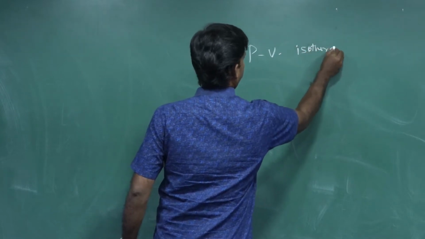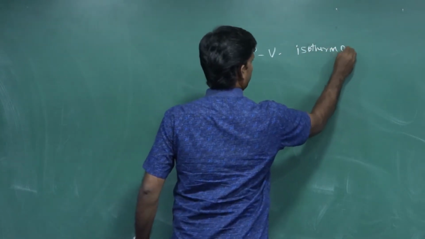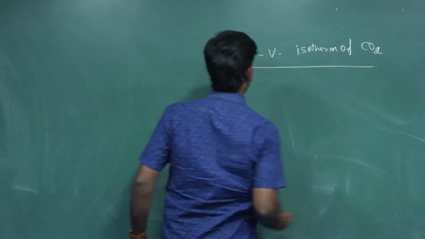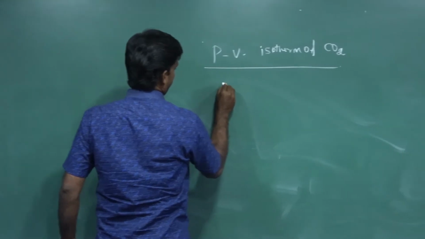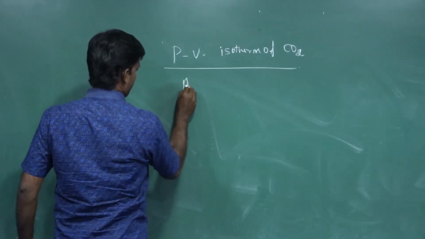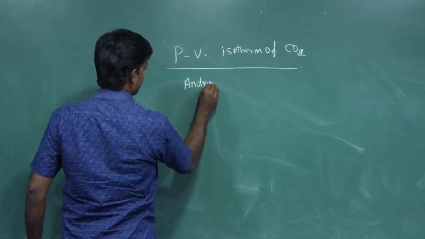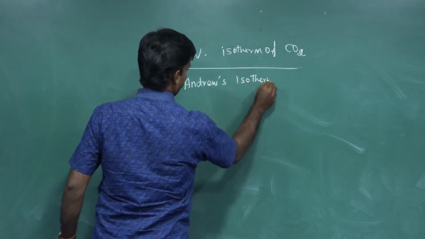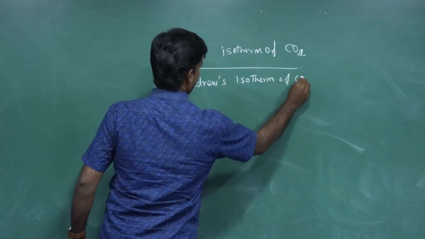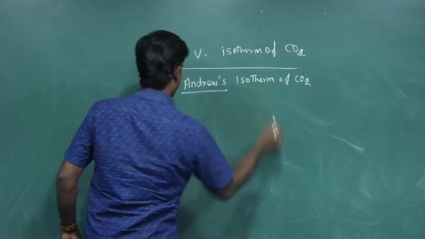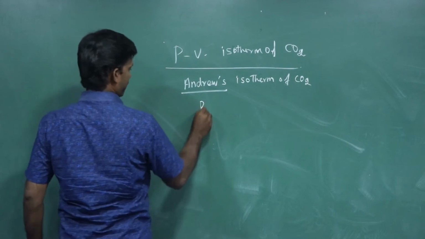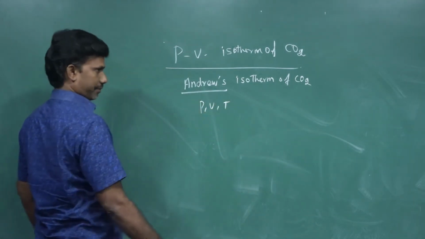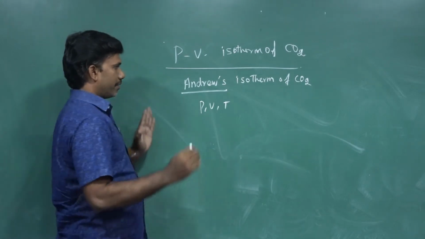Today we are going to see about the pressure volume isotherm of carbon dioxide. Andrews isotherm. Andrews gave clear data about the pressure, volume, and temperature of the gas and liquid state. First of all, we are going with the graph.